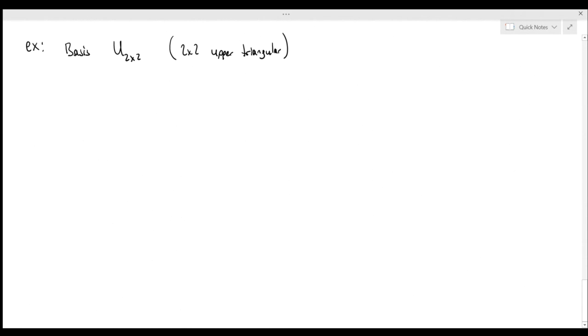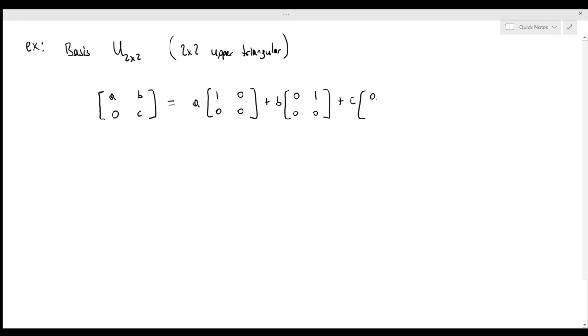So here I have the space of 2 by 2 upper triangular matrices. If we just write out what a generic element of this space would look like. So here I have a generic 2 by 2 upper triangular matrix. Now I'm going to use the variables here. I'm going to write it as a combination of some specific matrices. In this case, you see that I can write it as a combination of these three matrices in particular.